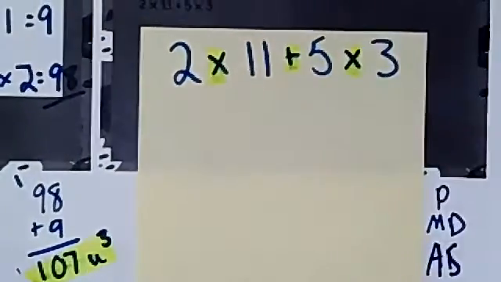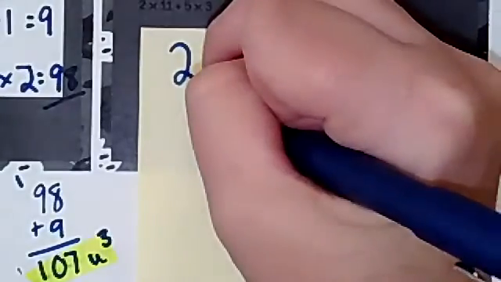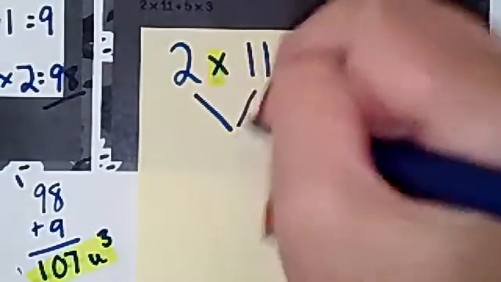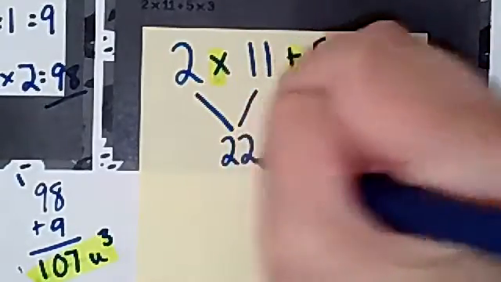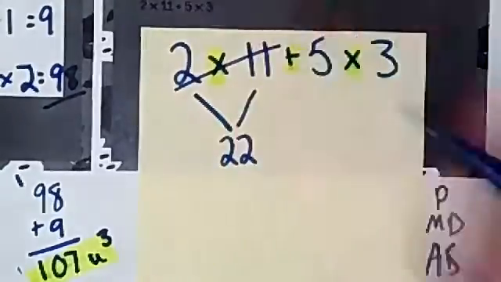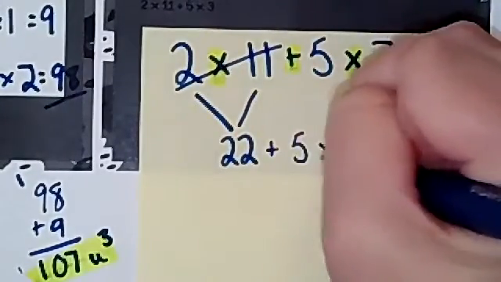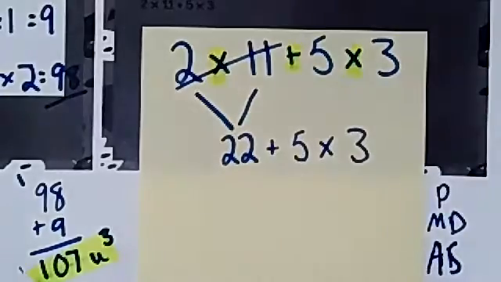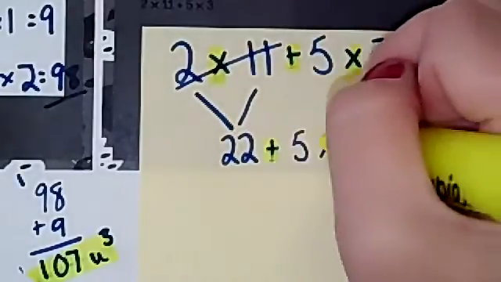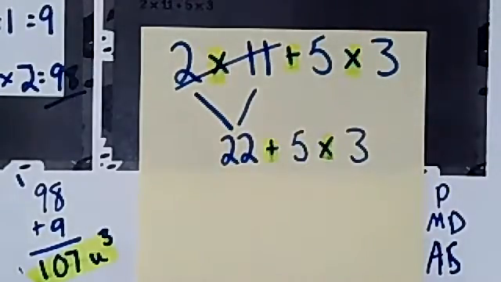Very good, because I've got multiplication, I've got addition, and I've got multiplication again. She says do this first, so do it. 2 times 11 is 22. Then mark it out and write in the rest of the problem. Plus 5 times 3. All right, now, Layla, I've got addition and multiplication left. What comes next?